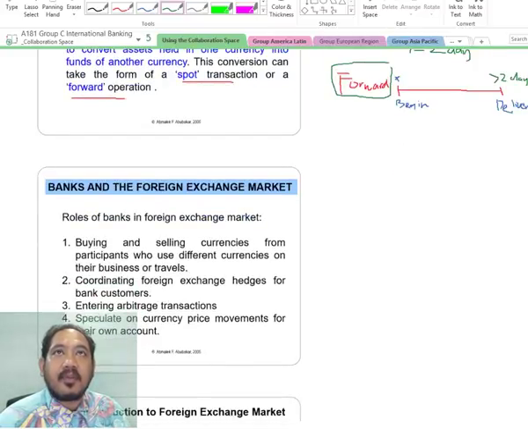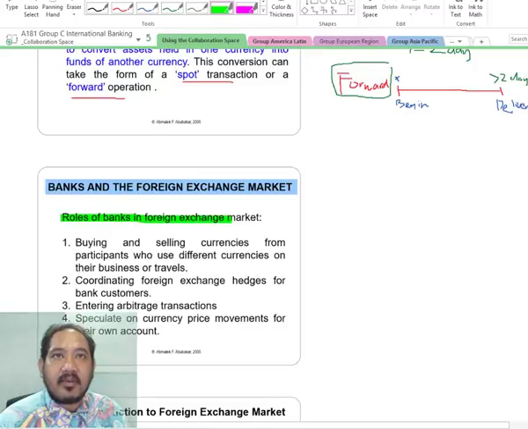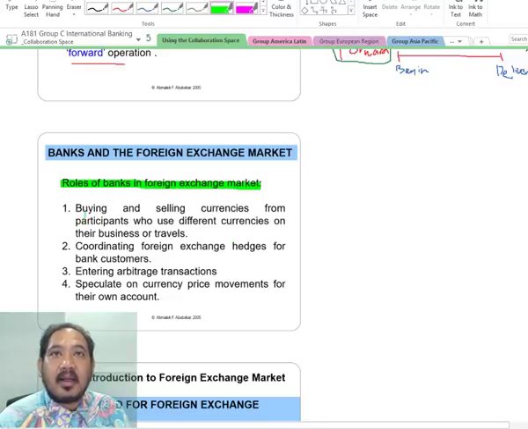The role of the bank in the foreign exchange market, we want to understand what their role is. Basically, number one, banks are involved with the buying and selling of currency. That is the first activity that they are involved in. The bank also coordinates foreign exchange hedging, which is risk management on behalf of the customer. And the banks are also involved with arbitrage transactions, which means taking care of buying and selling of multiple currencies.